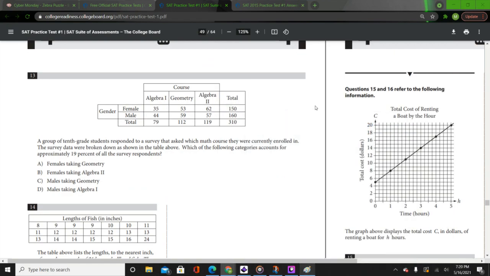A group of 10th grade students responded to a survey that asked which math course they were currently enrolled in. The survey data were broken down as shown in the table above. Which of the following categories accounts for approximately 19% of all the survey respondents?